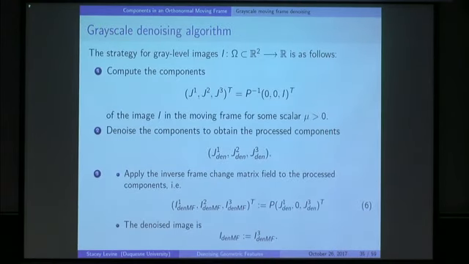Okay, so for grayscale denoising, the general framework is now pretty straightforward. We compute the components by doing a simple projection, denoise the components, and then apply the inverse frame change matrix. Now, theoretically, the first two components should be 0, so the denoised image is just the third component.